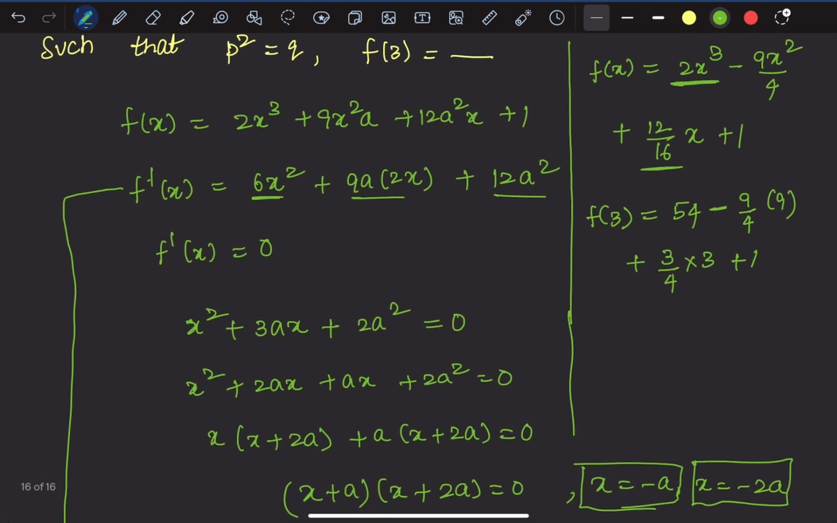So let us take the LCM, so this will be 4. 54 times 4 is 216 minus 81 plus 9 plus 4. 216 minus 81 is 135. 9 plus 4 is 13. So this will be 148 by 4. So that will be 37. So f of 3 is 37.